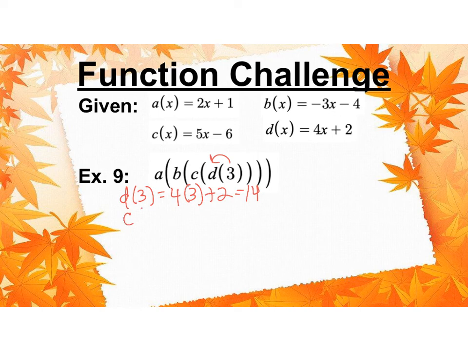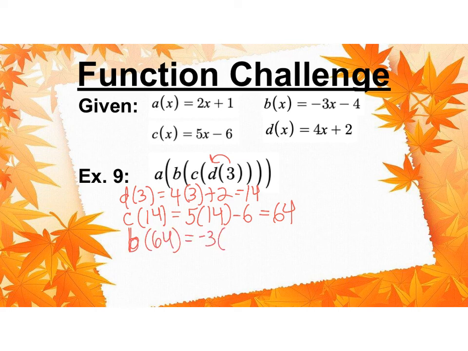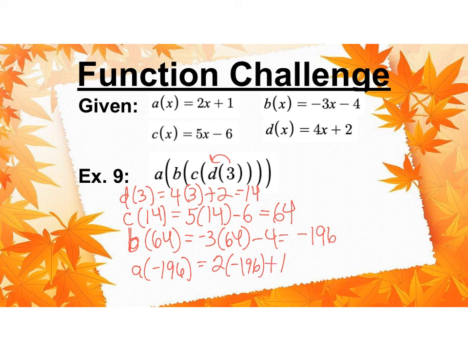And then I'm going to do c of 14. So that becomes 5 times 14 minus 6, and that is 64. And then I'm going to do b of 64, which is negative 3 times 64 minus 4, which is negative 196. And finally, a of negative 196 is 2 times negative 196 plus 1, for a lovely answer of negative 391.